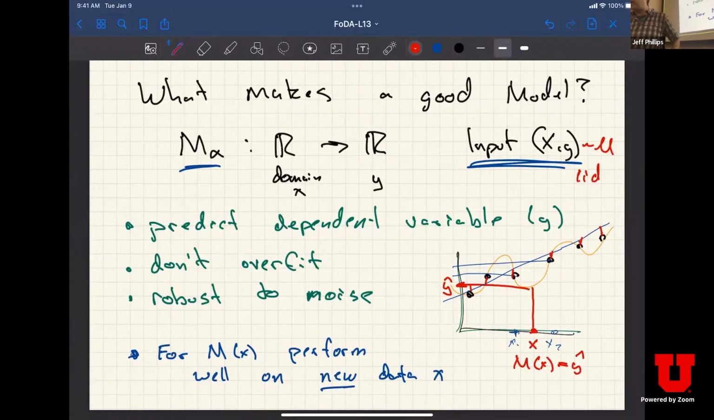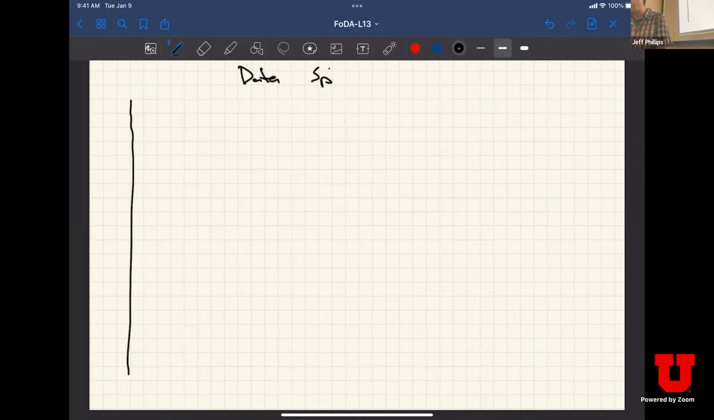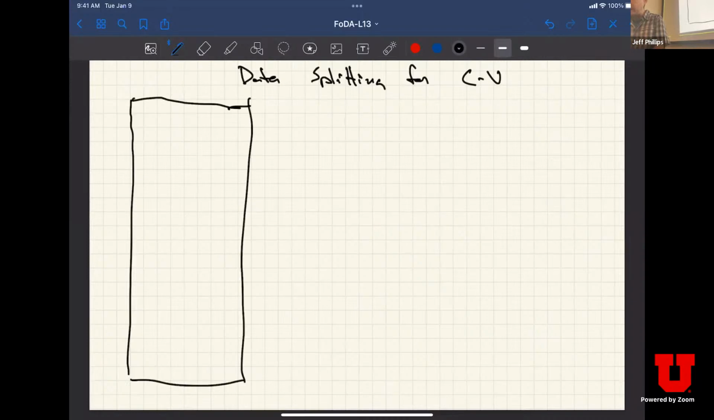And this is going to be breaking the data down into a training part and a testing part. We're going to take all of our data, and I'd like to draw this as a picture here, right? So this is the idea of data splitting for cross-validation. Okay, I'm going to think of this data set as having n rows, and we'll think of this as having an x part and some y part here.